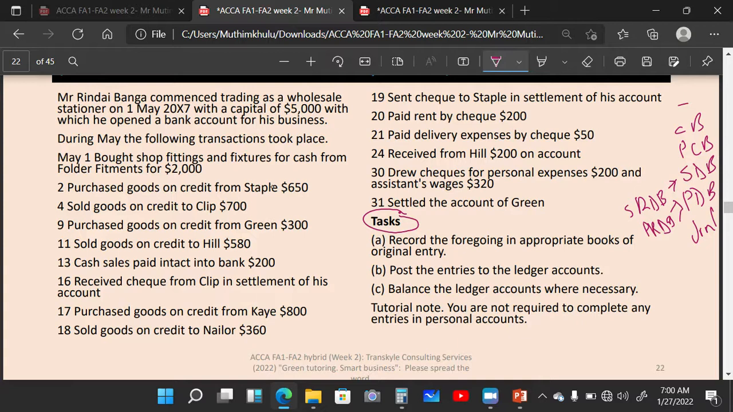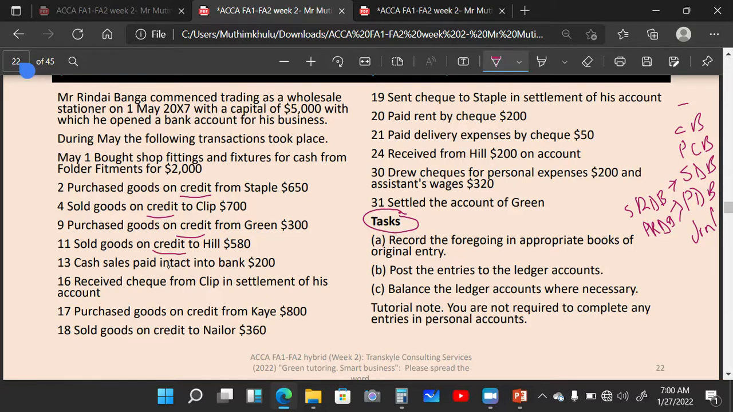Purchased goods on credit from Staple, 650. Do we have to record this transaction in the cash book? No, because it is on credit, so we skip it. Sold goods on credit, we skip it for the purpose of cash book completion. Purchased goods on credit, skip it. Sold goods on credit, skip it.